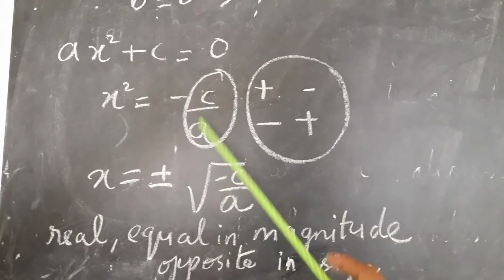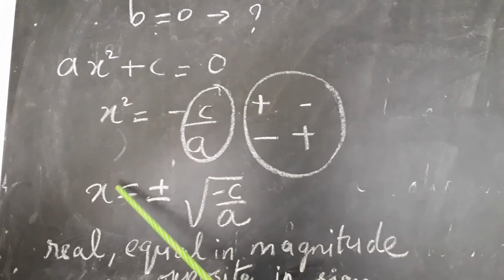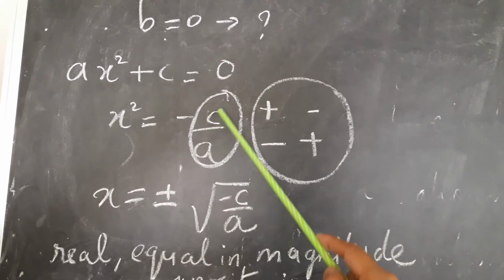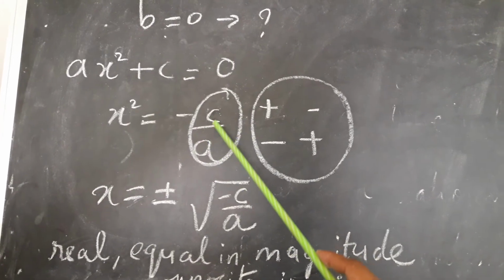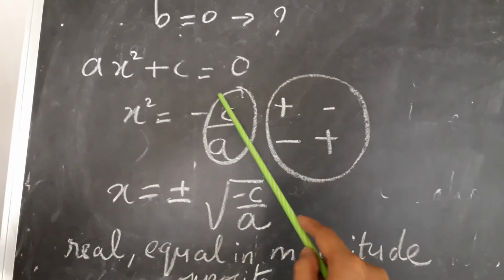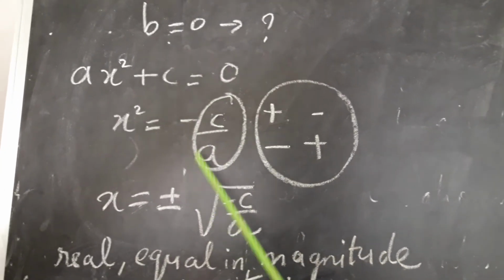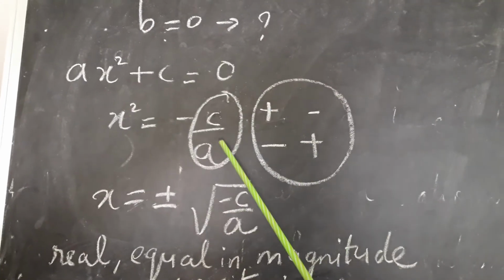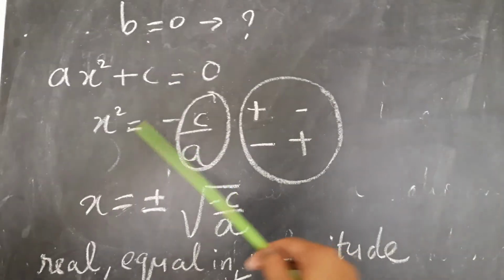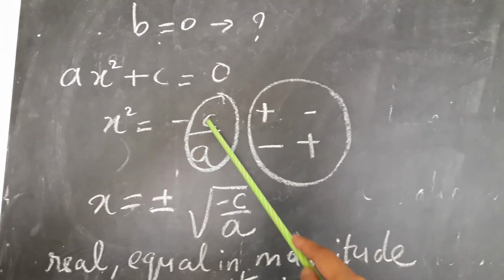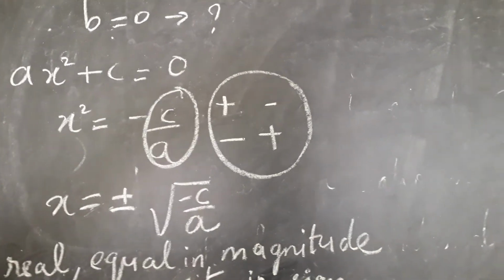For this, because b is 0, we should take care to see that c and a are of opposite signs. If c is positive, a is negative. If a is positive, c should be negative. Then the product will be positive, because we don't have the square root of a negative number. The square of something cannot be negative. So minus is outside, so c by a has to be negative, so that minus into minus becomes positive.